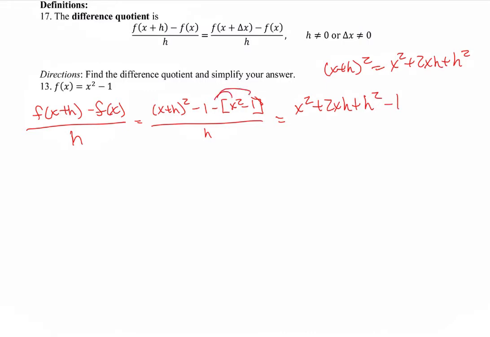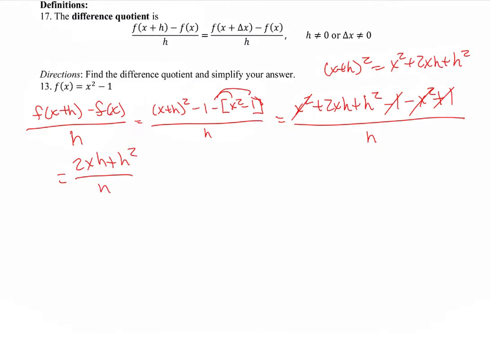Distribute that minus sign, and we get minus x squared plus 1, all of that over h. Now, if we cancel like terms, our x squared goes away, our minus 1 goes away, with our minus x squared and our plus 1, and we're left with only terms with h in it. So we have 2xh plus h squared.